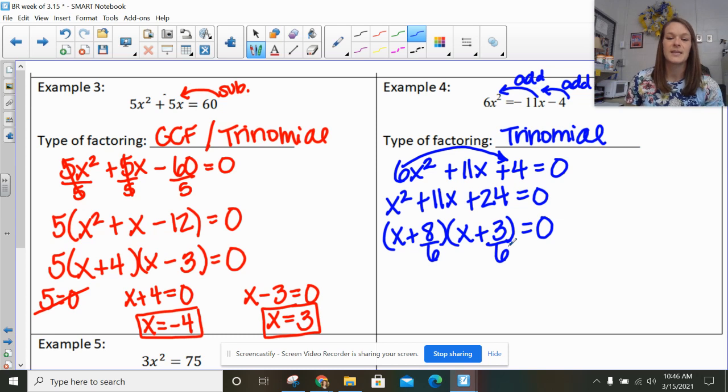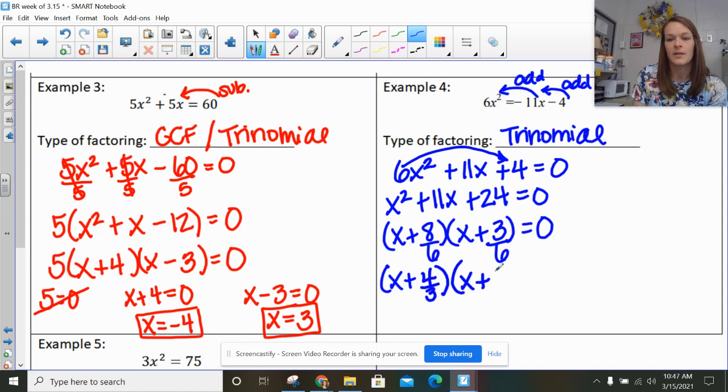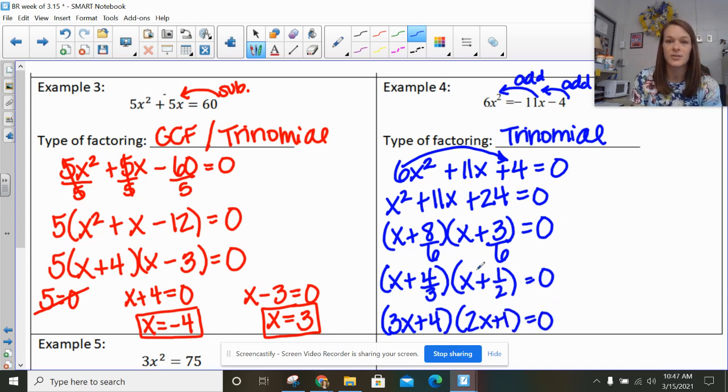But this is where you will now come back and divide by the 6. Because I did not have a GCF in the beginning, I now have to divide that out. 8 divided by 6 will not divide, but it will simplify, dividing both by 2 to 4 over 3. And then 3 over 6 will reduce to 1 over 2. So those factored forms are 3x plus 4 and 2x plus 1 equals 0. So that is factored.